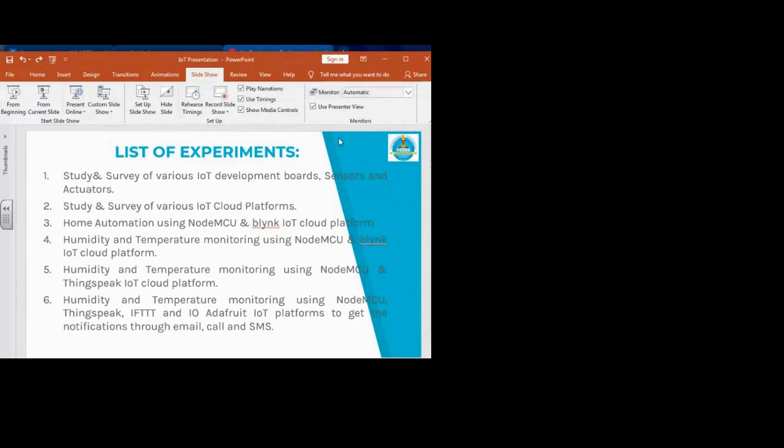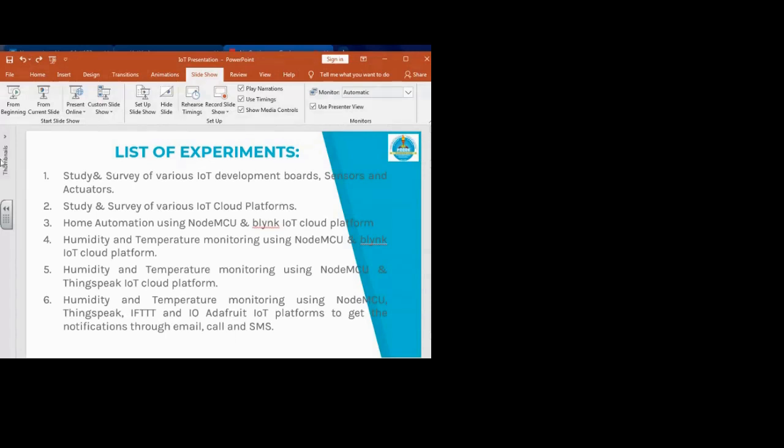The very first two practicals are based on study experiments, because you are not at all aware of what different IoT cloud platforms, development tools, or hardware platforms are available. So you should be able to understand, because you need to do a literature survey of it, isn't it? If you want to purchase a mobile phone, you can have a comparative assessment of different mobile phones along with their specifications and all these things.